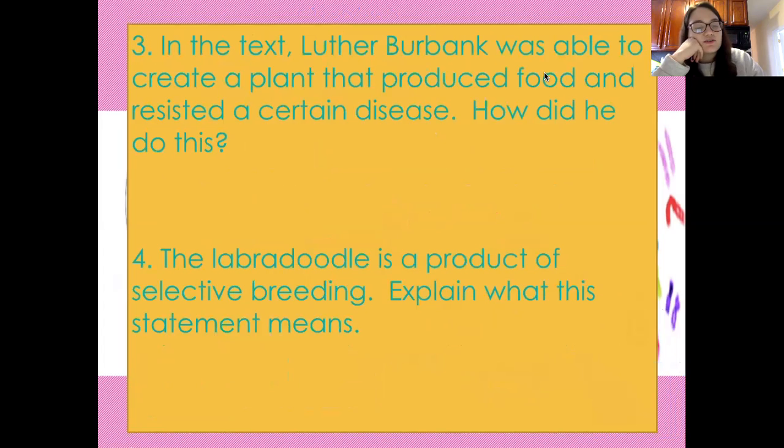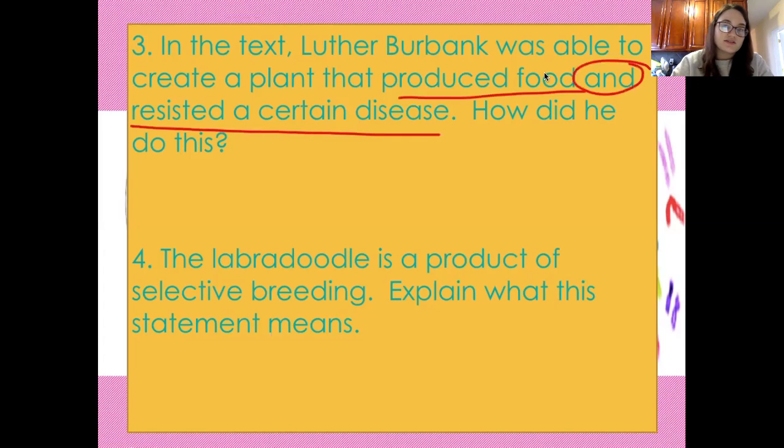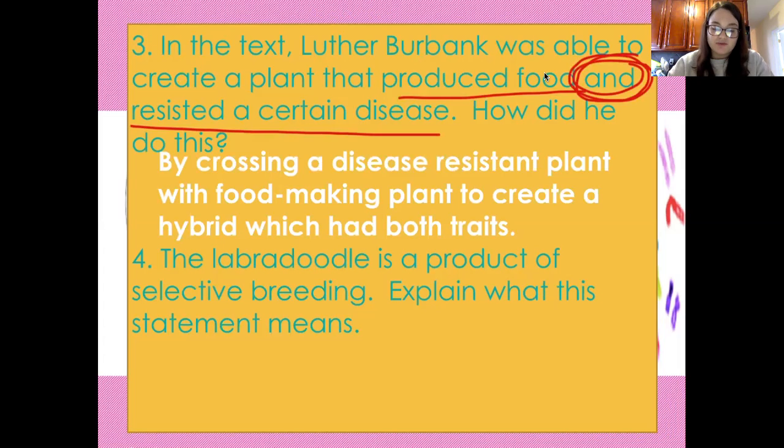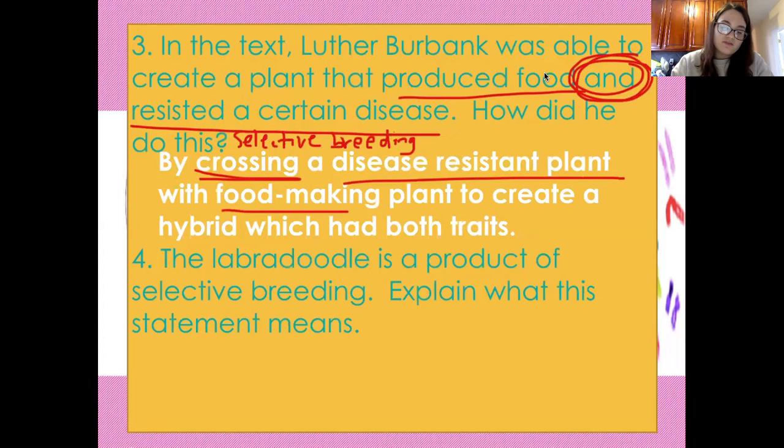All right, number 3, in the text, Luther Burbank was able to create a plant that produced food and resisted a certain disease. So it produced food and resisted a certain disease. How did he do this? Well, the key here really is that word and, because it could do both of these things. So the correct answer, as I'm sure you all know, is by crossing a disease-resistant plant with a food-making plant to create a hybrid which had both traits. Now, when we say by crossing, we're talking about selective breeding. So he crossed a disease-resistant plant with a food-making plant to create a hybrid which had both traits.